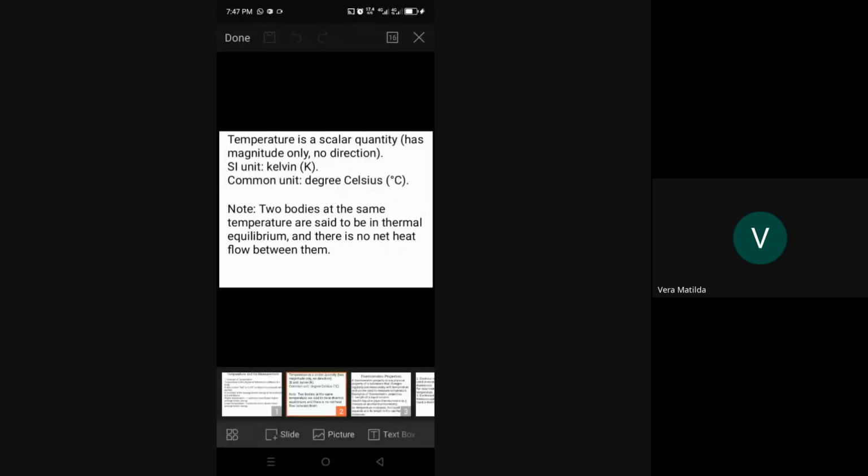Okay, but if one object has lower temperature and another object has higher temperature, there's going to be heat flow. Heat will flow from the one that has the higher temperature to the one that has the lower temperature. But if the two objects are the same temperature, they are in thermal equilibrium. Please don't forget that. So thermal equilibrium just means bodies that are the same temperature.